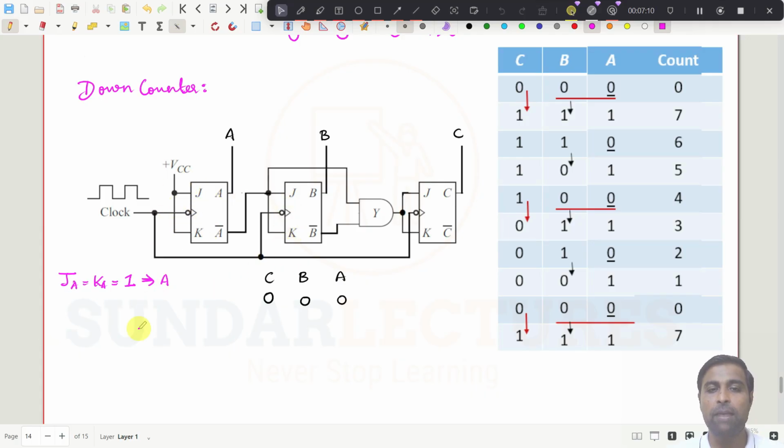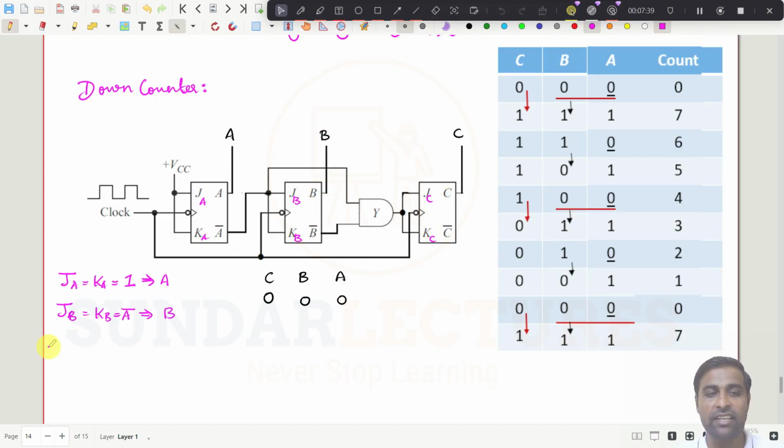And what happens to JB? Maybe this is A, this is A bar, this is B, this is B bar, this is C, this is C bar. And what are JB and KB? Both are connected to A bar. Try to understand, now it is A bar. This will reflect the output of B. Right? These two are going to get the output of B.